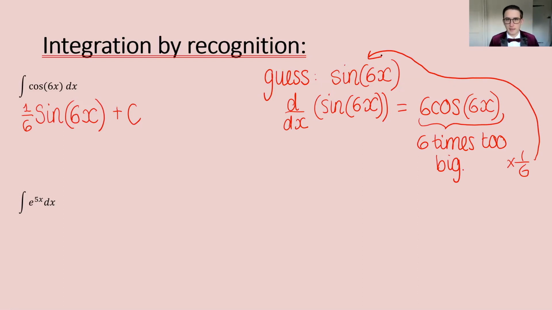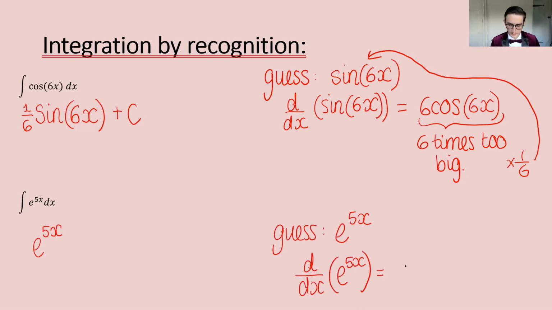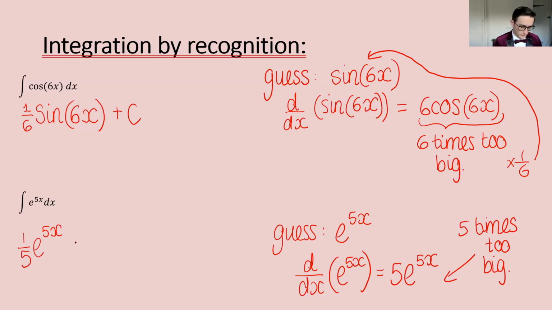Similar way, e to the 5x, I know e to the x differentiates to e to the x. So my guess is actually going to be e to the 5x because I know that's got to be part of the answer. And if I differentiate that guess in a similar way, I get 5 times e to the 5x. So my answer is actually a fifth of that plus c. So when I'm saying guess, it's not a complete guess. I know the key part of the function that the answer should involve, and then I'm just adjusting it accordingly. Okay, right, let's move on.